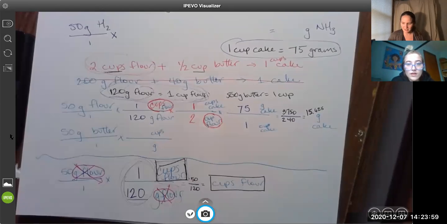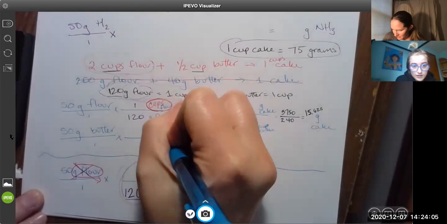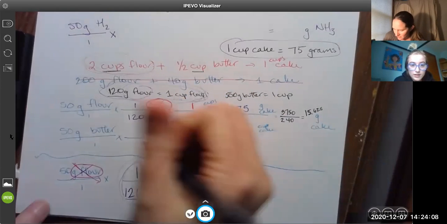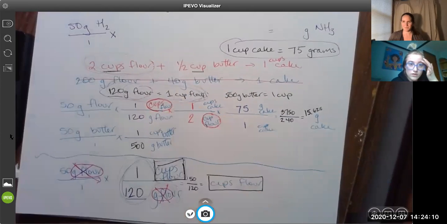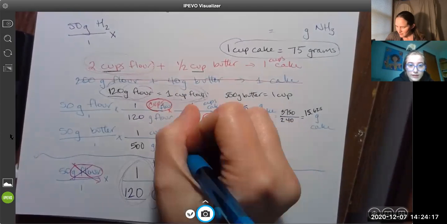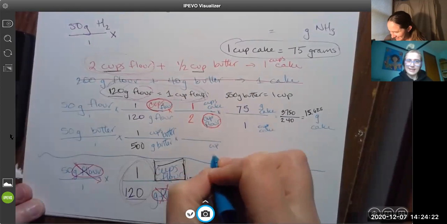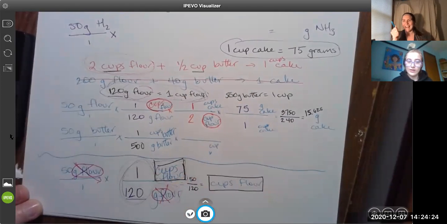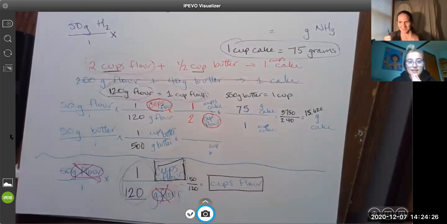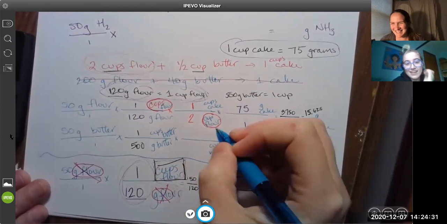So then the bottom one would be 500 and the top one would be 1 cup. Yes, exactly. Nice. And then next we go from cups of butter to cups of cake again? Exactly. Yes. You're crushing it. This is great. Woohoo!